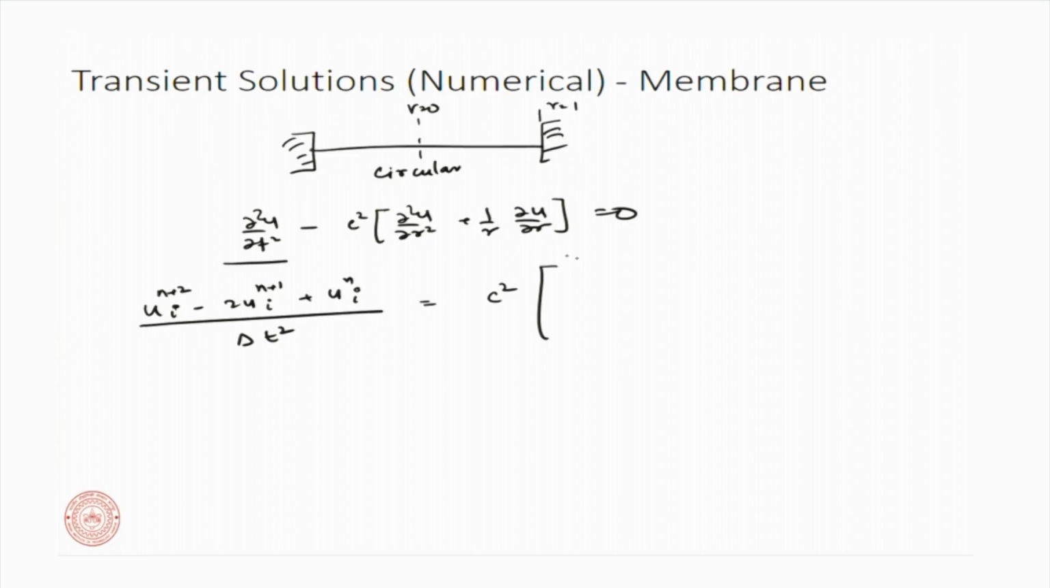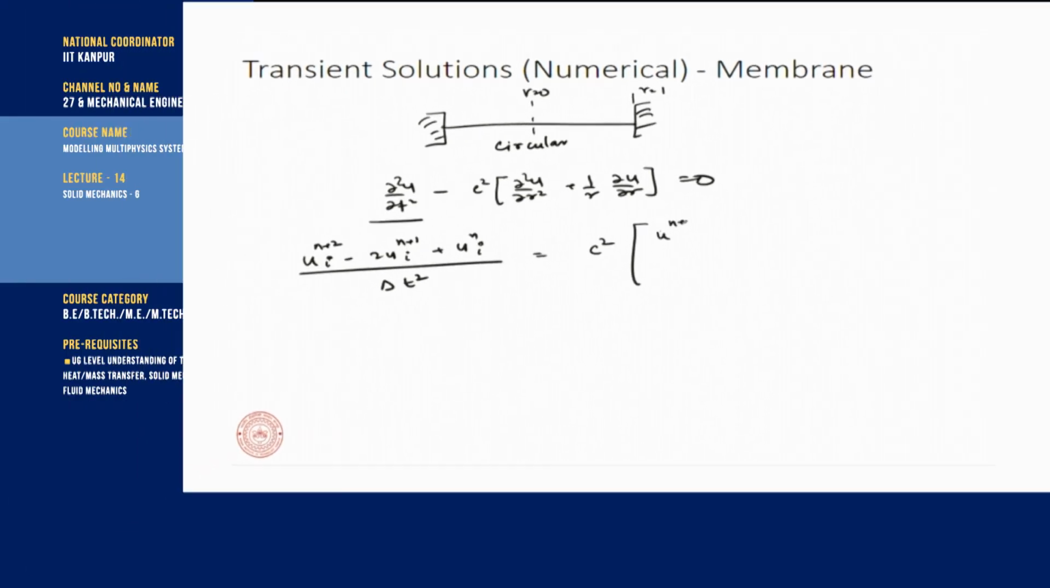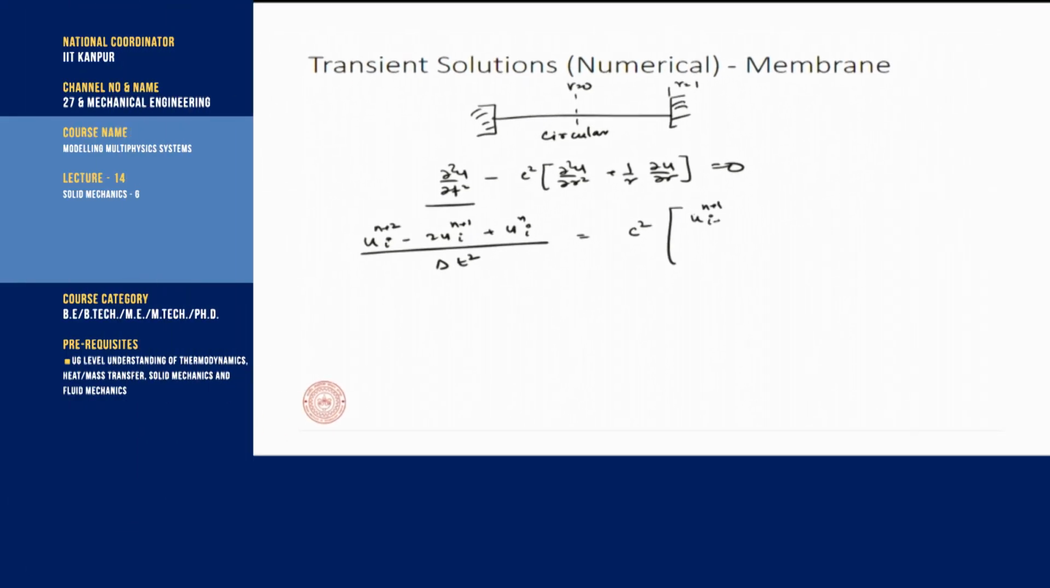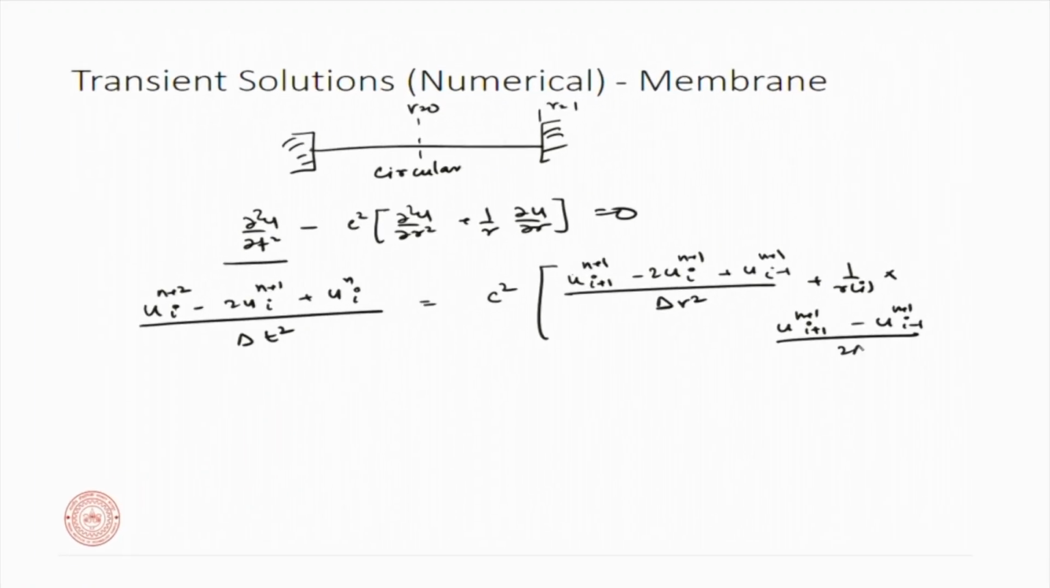Then this second order derivative becomes u. Now at what time step are you taking? This is at the n+1th time step: u(n+1, i+1) minus 2 u(n+1, i) plus u(n+1, i-1) divided by Δr², plus 1 by r_i into u(n+1, i+1) minus u(n+1, i-1) divided by 2Δr. Okay, so this becomes your governing equation. Now we are trying to solve this governing equation.